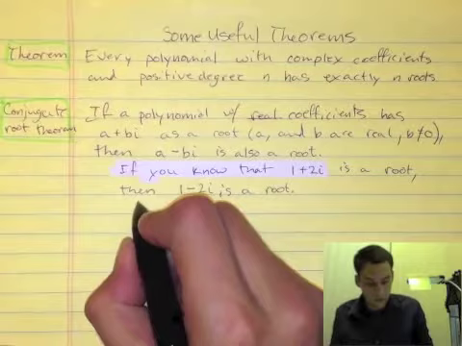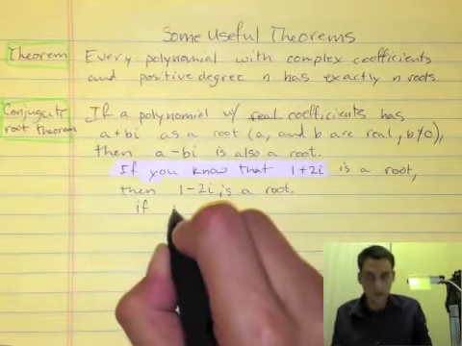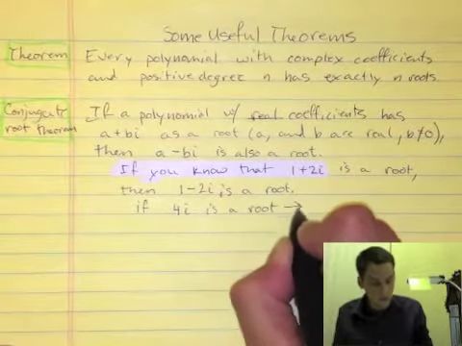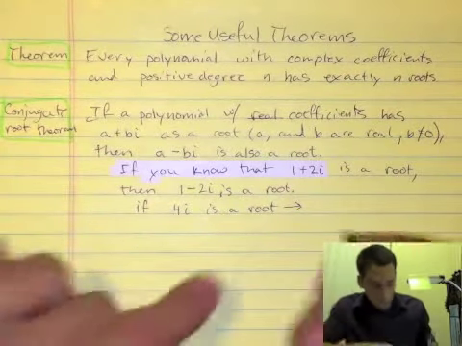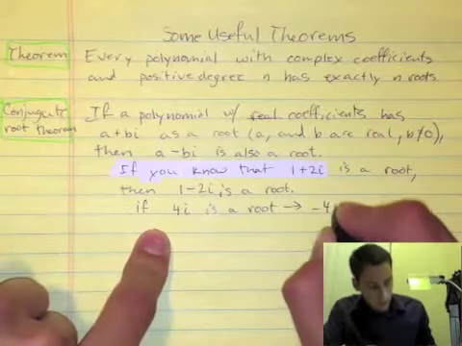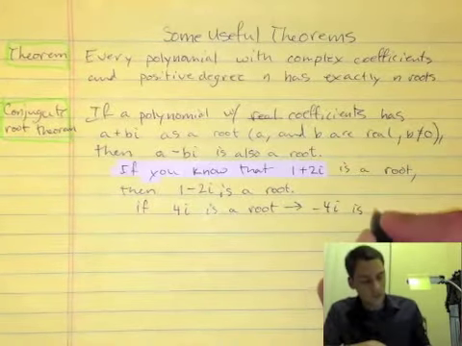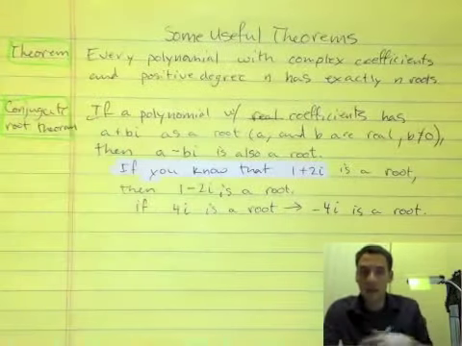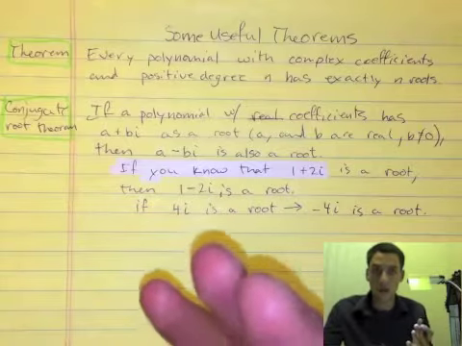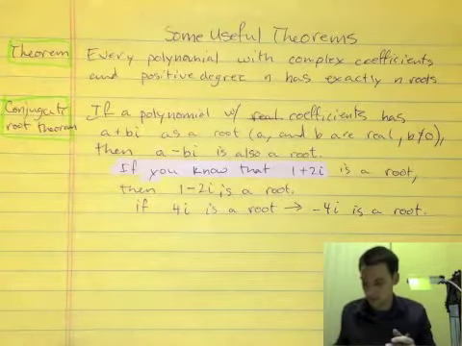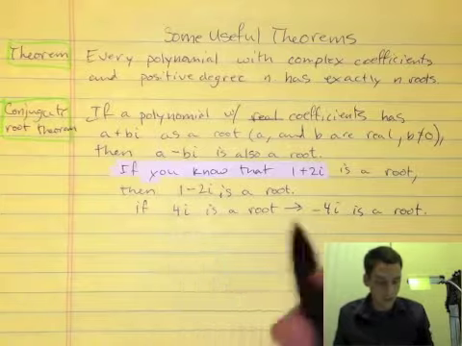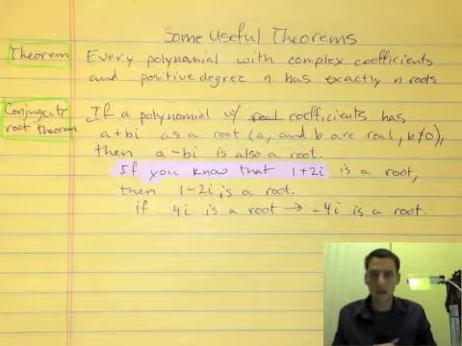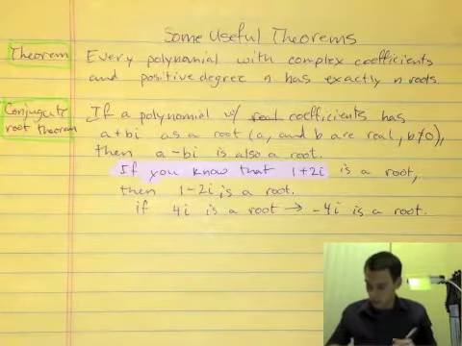If 4i is a root, then you know that negative 4i is a root. Okay, so if you have an imaginary root, its conjugate is also a root. That's all it's saying. That's what the theorem is. If you knew that negative 4i was a root, then you also know that positive 4i is a root. So you can go either way.